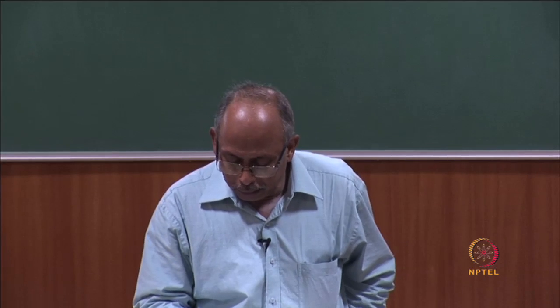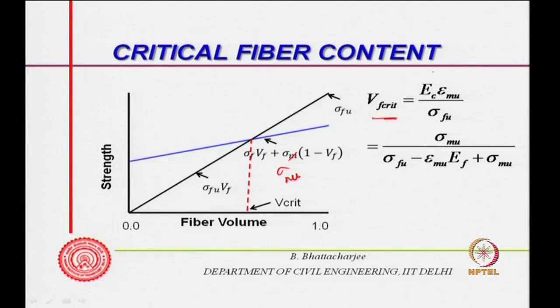We will see that. But the critical fiber content will be defined like this: it is E of the composite, the modulus of elasticity of the composite, into epsilon mu, the ultimate strain in the matrix, divided by sigma fu. Because at this point sigma fu V f must be equal to the strength of the composite, which is the strain epsilon mu times the modulus of elasticity of the composite, E c.